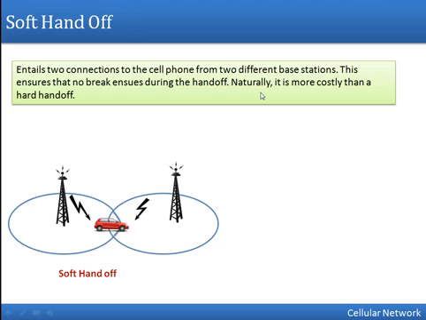And as it's written there, it's more costly than hard handoff. Why? Because there will be a situation where one user will be connected to two base stations, and in order to do that it needs two different frequencies. Because of this requirement, this is costlier than hard handoff.